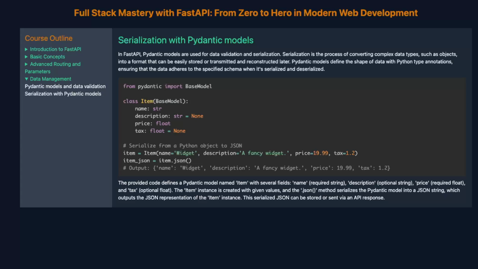The provided code defines a Pydantic model named Item with several fields: name, required string; description, optional string; price, required float; and tax, optional float. The item instance is created with given values, and the .json method serializes the Pydantic model into a JSON string, which outputs the JSON representation of the item instance. This serialized JSON can be stored or sent via an API response.